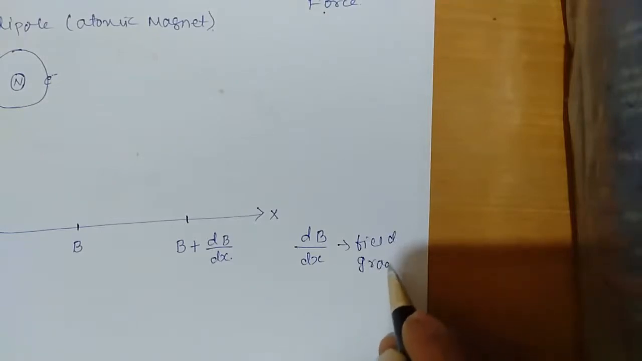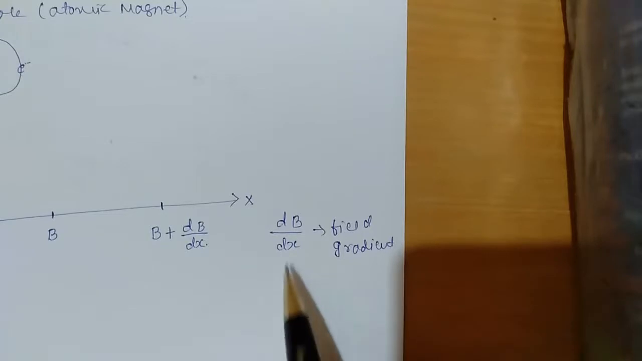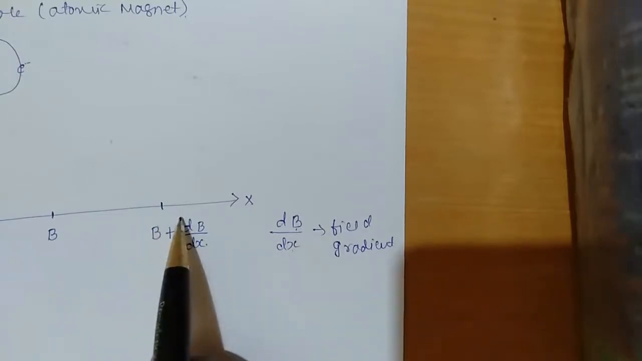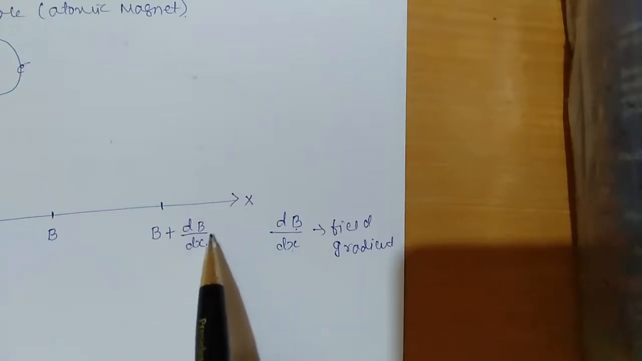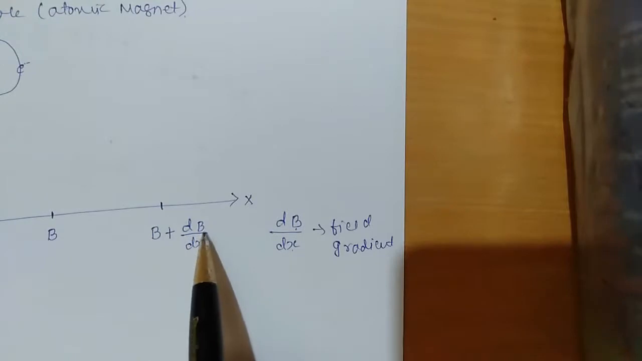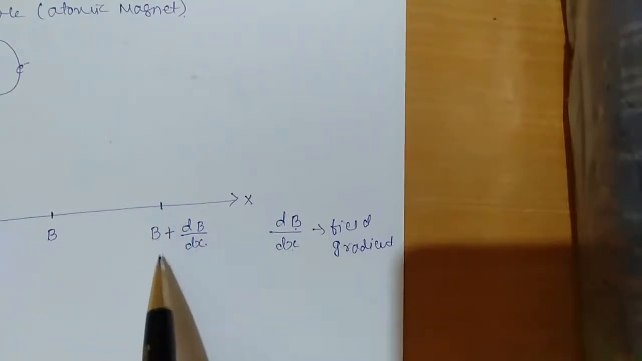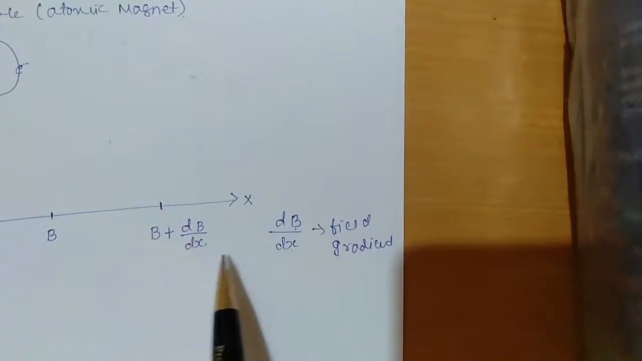Hope all of you know the meaning of gradient. If any physical quantity changes with respect to distance, that is known as the gradient. Here the magnetic field is changing with respect to distance. Therefore dB by dx will represent the field gradient. So the magnetic field at this particular point will be B plus dB by dx.